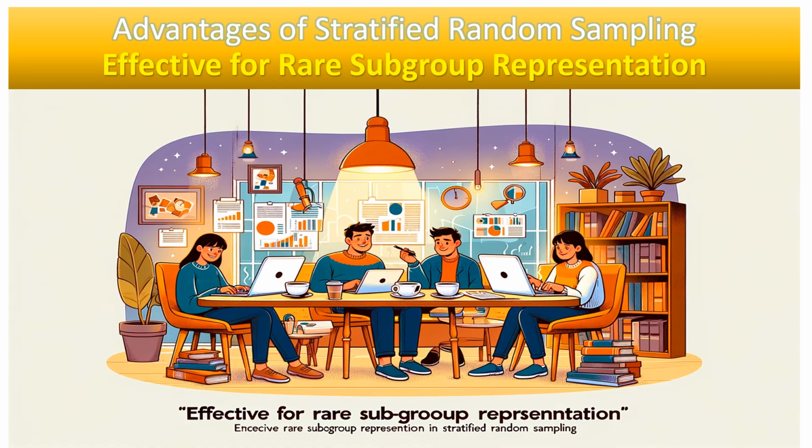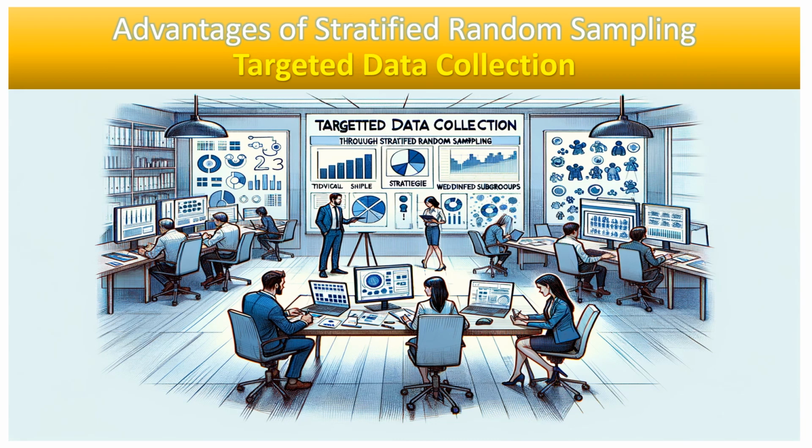For populations containing rare or small subgroups, simple random sampling might fail to include these groups adequately, leading to high sampling error. Whereas stratified random sampling, by ensuring these rare groups form their own strata, guarantees their representation in the sample. This is crucial for studies where the perspectives or characteristics of these smaller groups are essential for the research outcomes. Stratified random sampling allows researchers to focus their efforts on specific well-defined subgroups.